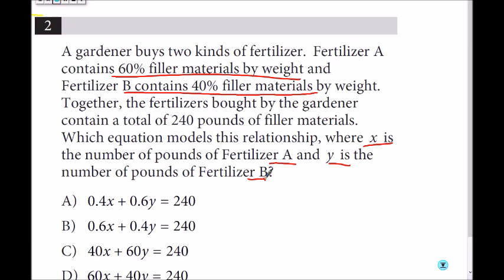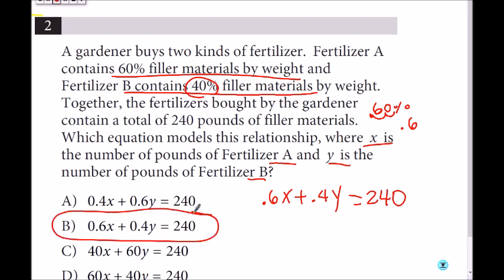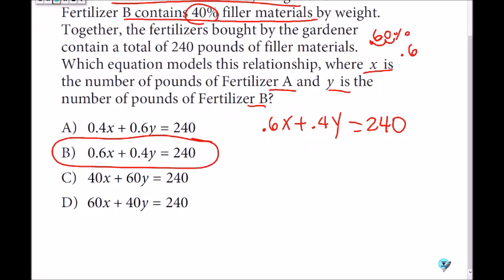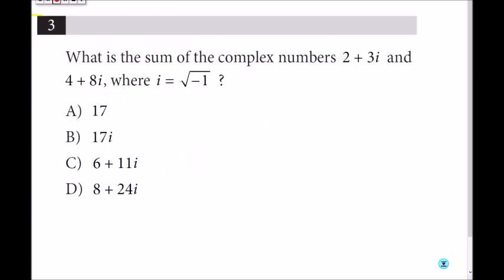So 60% of X, so 0.6 of X, right? 60%, you have to move 2 decimal places to the left to make it a decimal, 0.6. Percent of means multiply: 0.6 of X plus 0.4 of Y, 40%, must be equal to 24, right? So it is B. C and D didn't change the decimals, 2 decimals from the percentage.